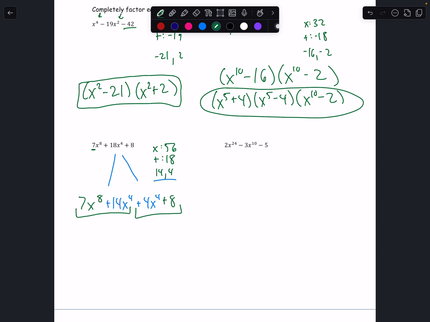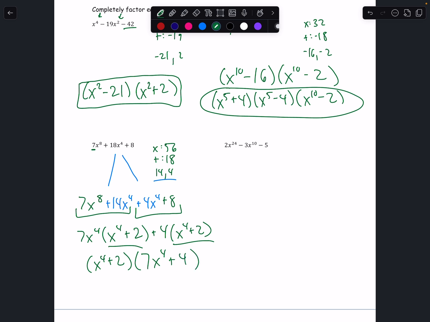Take out GCF for the first two. That'd be 7x to the 4th. We're left with x to the 4th plus 2. And then take out GCF for the second two. It looks like it's going to be a 4. So that'd be x to the 4th plus 2. Look at that. We got the same thing inside of those parentheses. So we take it out. x to the 4th plus 2. And what we're left with is 7x to the 4th plus 4. Can I factor that any further? No. Circle that, that is our answer.